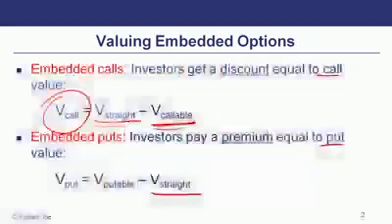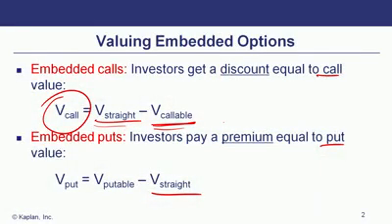If you want to know the value of an embedded put, well, it's the same scenario. A puttable bond is a straight bond, and it has a put option, but in this case, it's the issuer that owns the option. So when you buy a puttable bond, you're buying a straight bond, plus you're buying a put. Right? So if you want to know the value of an embedded put option, well, you've got to take the value of a puttable bond and subtract off the value of the straight bond.